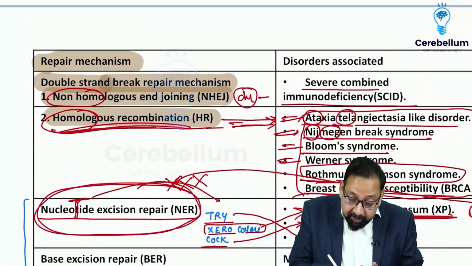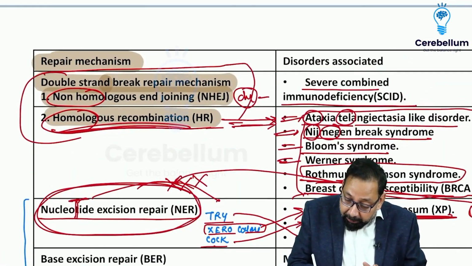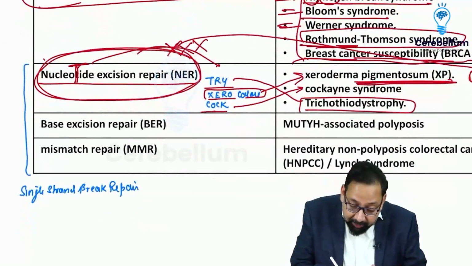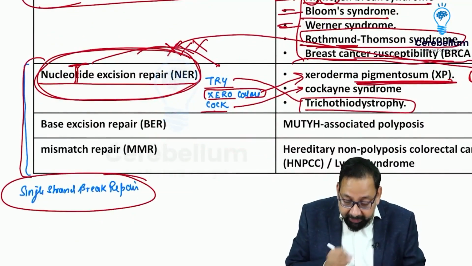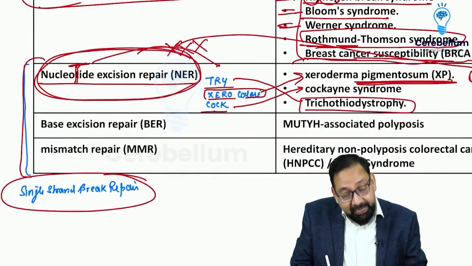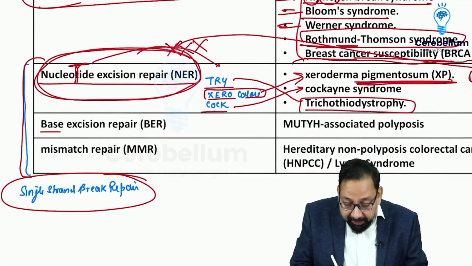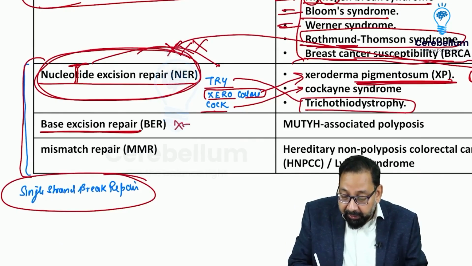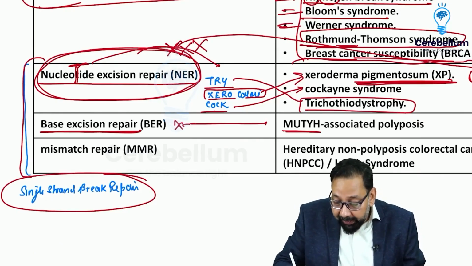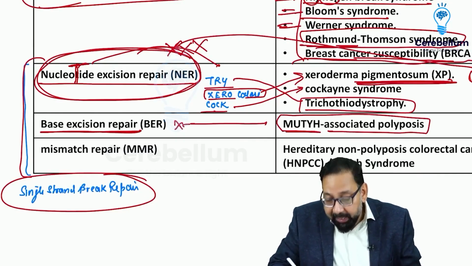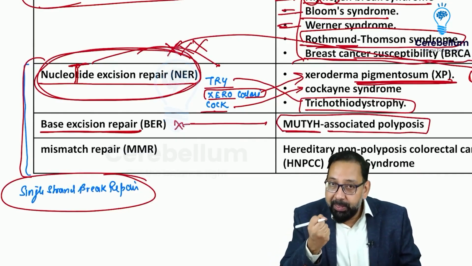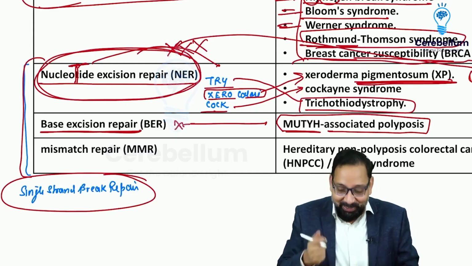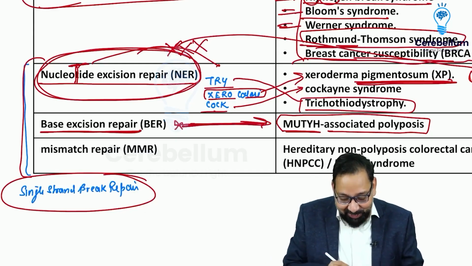So I have discussed this is double stranded DNA break repair mechanism. These are single stranded break repair mechanism. One is nucleotide excision repair, we have discussed. Second is base excision repair. If this is defective, then it is MUTYH associated polyposis. I remember it as muthi. Your basic power is in your muthi, don't take it otherwise.